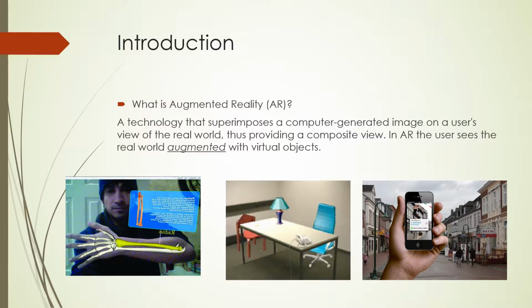But what is augmented reality, or AR? It is a technology that superimposes a computer-generated image on a user's view of the real world, thus providing a composite view. In AR, the user sees the real world augmented with virtual objects. Comparing with virtual reality, while in virtual reality the users are able to immerse themselves to varying degrees in the computer's artificial world, in AR the real and virtual objects coexist in the same space and interact in real time.